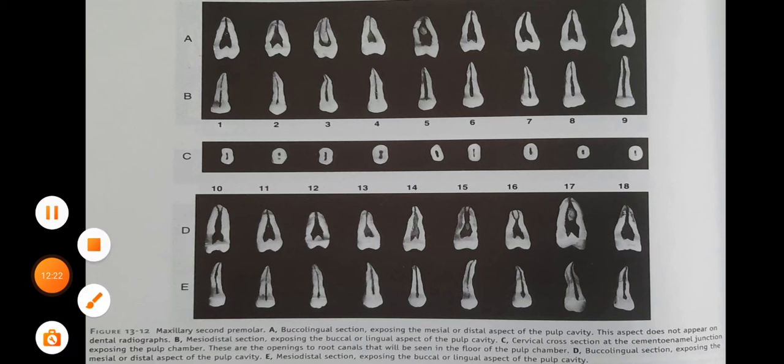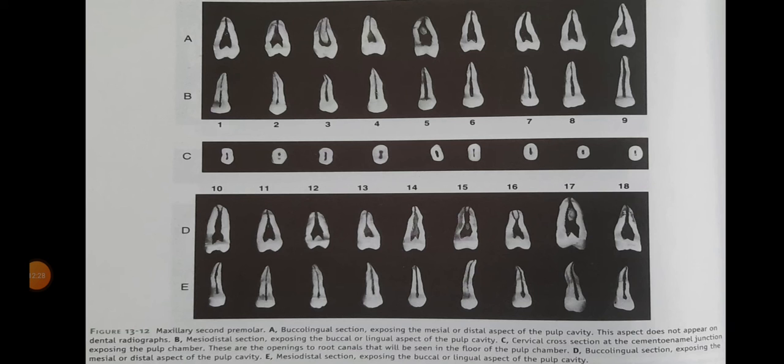Some teeth possess dentinal islands in the apical third of the root. This situation essentially forces the clinician to treat these as teeth with two canals. You can see this in figure 13.12 A5, D15 and 17.